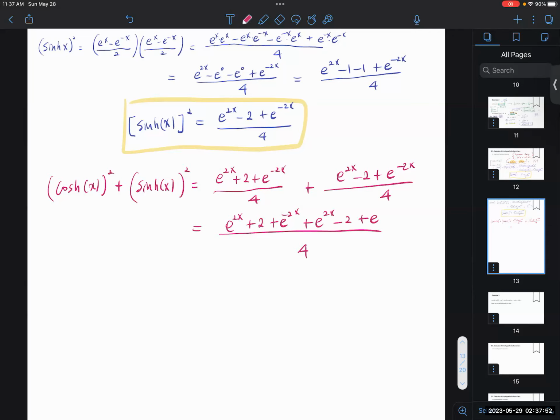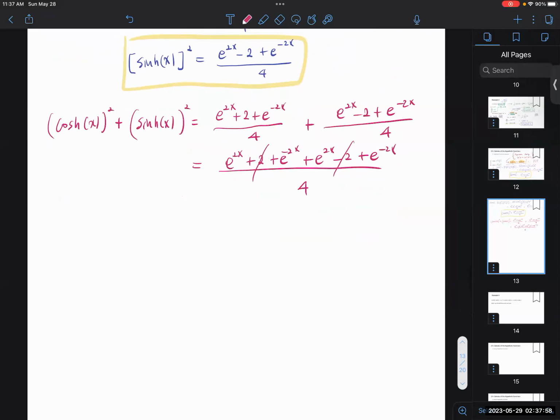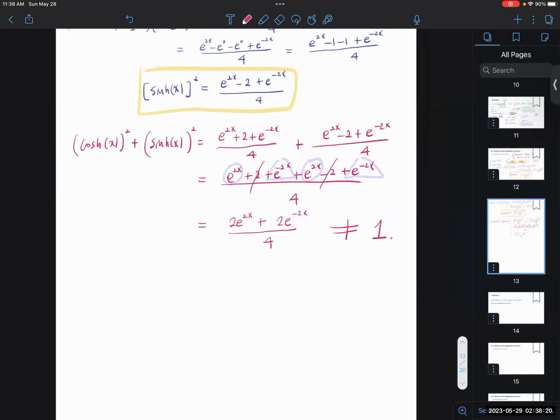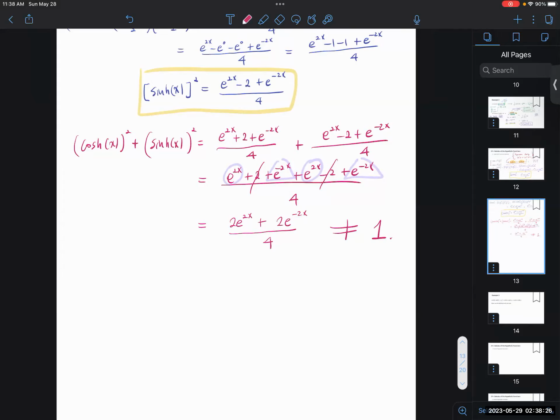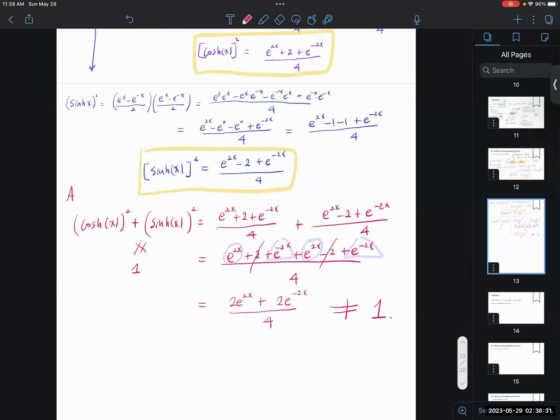What do you guys think? Plus 2, negative 2, yep, they're going to cancel, right? But then what happened? We have the same terms, e to the 2x and e to the negative 2x. It's going to be 2 e to the 2x, because we have the same thing, plus 2 e to the negative 2x over 4, which means it's not equal to 1. So we know that sinh x squared plus cosh x squared is not going to be 1 if you're adding them, right? So this is the addition.